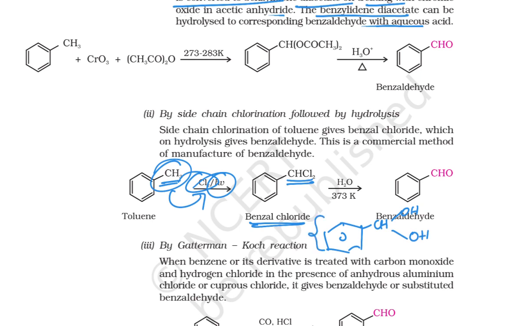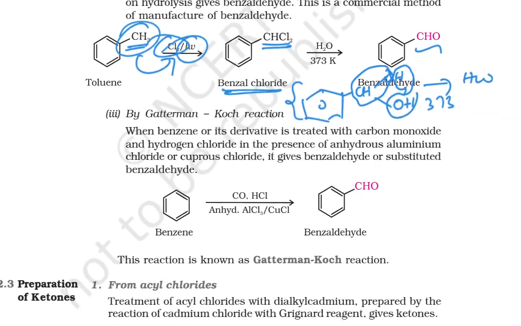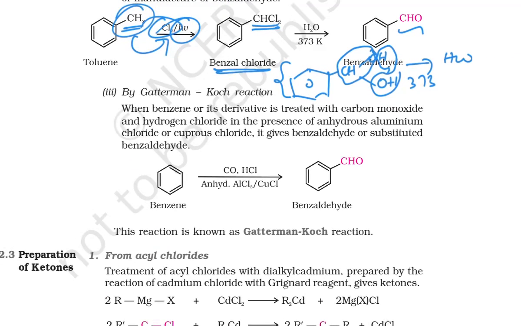This benzal chloride in the presence of water becomes a benzal diol. When we heat at 373 Kelvin, this OH and this hydrogen can be converted into H2O. What is remaining? CHO is remaining. So your benzaldehyde. Clear? Then your Gattermann-Koch reaction.